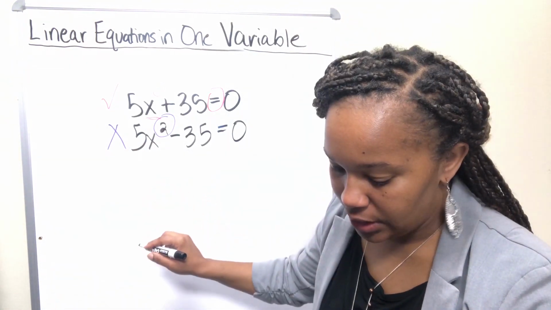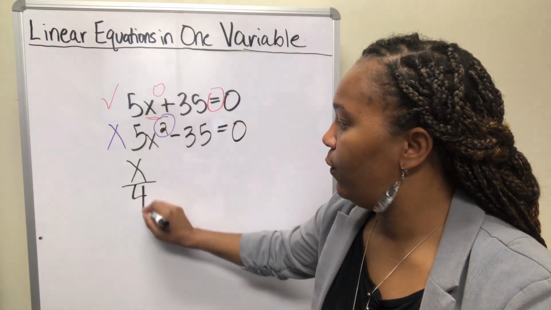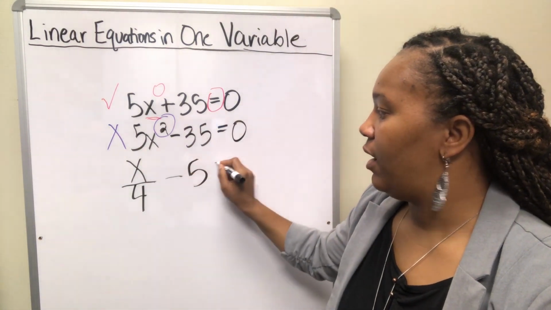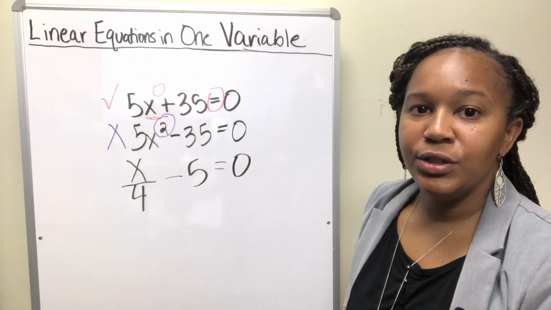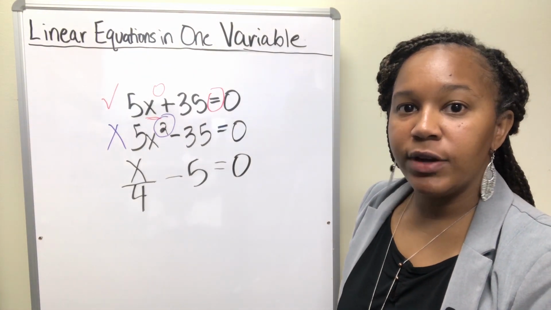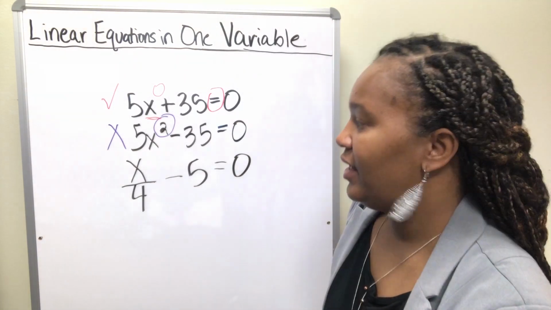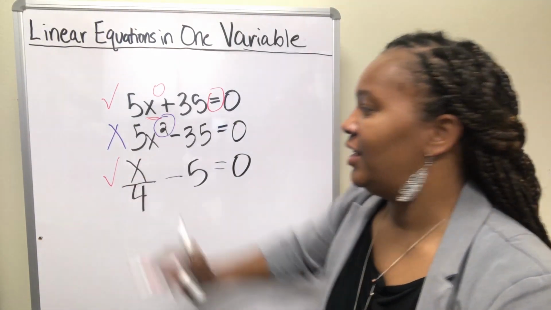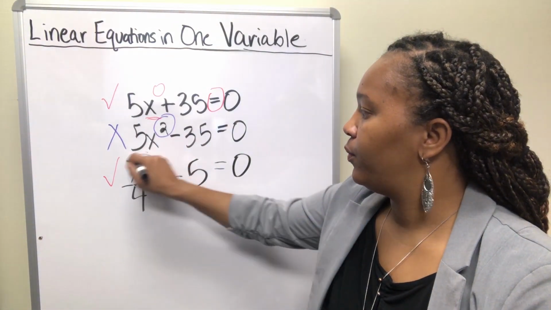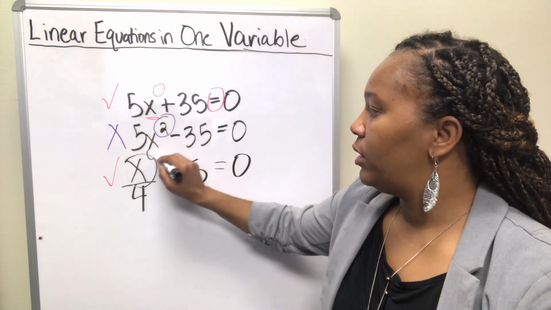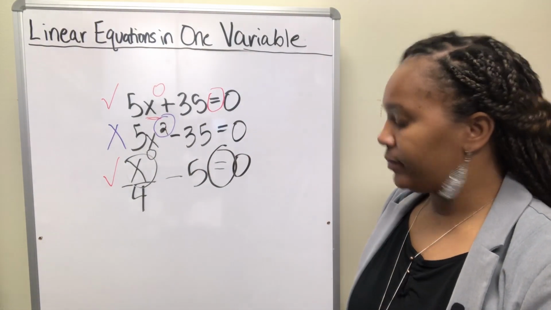What about x over 4 minus 5 equals 0? Do you think that is a linear equation in one variable? If you said yes, then you are correct. This one has one variable, no exponent on that variable, and it also has an equal sign.